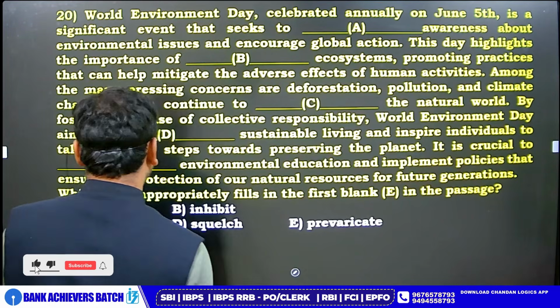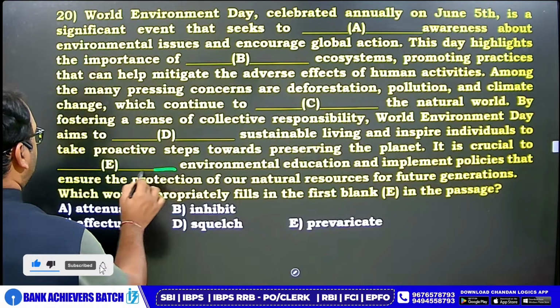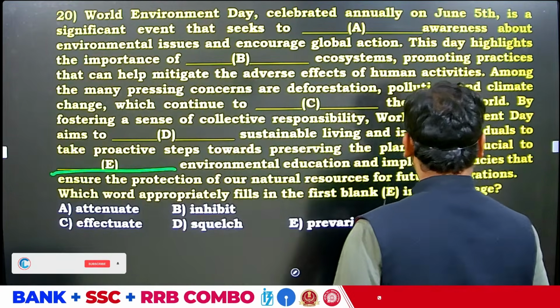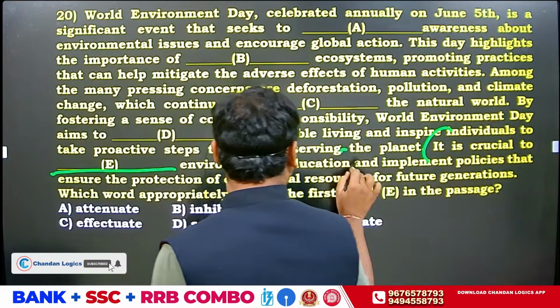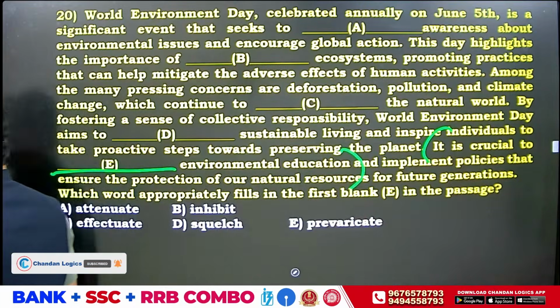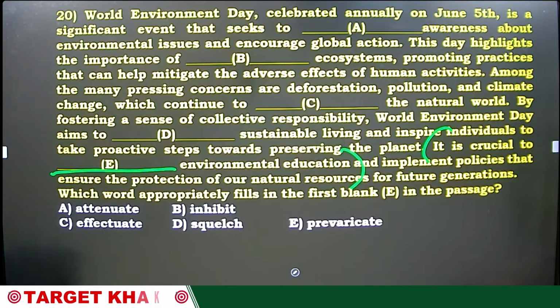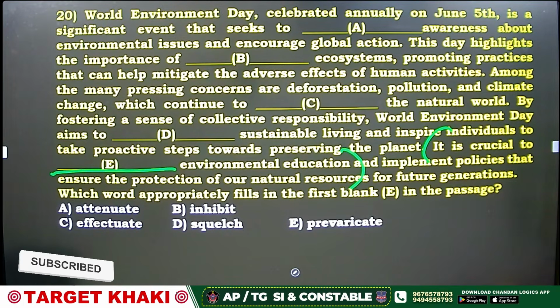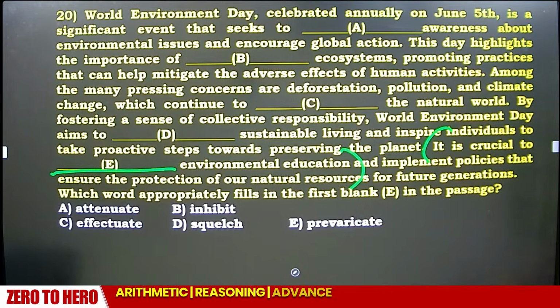Okay. So, can you try this fifth answer? I'll read the sentence for you once. It is crucial to dash environmental education. Answer. Only 20 seconds.